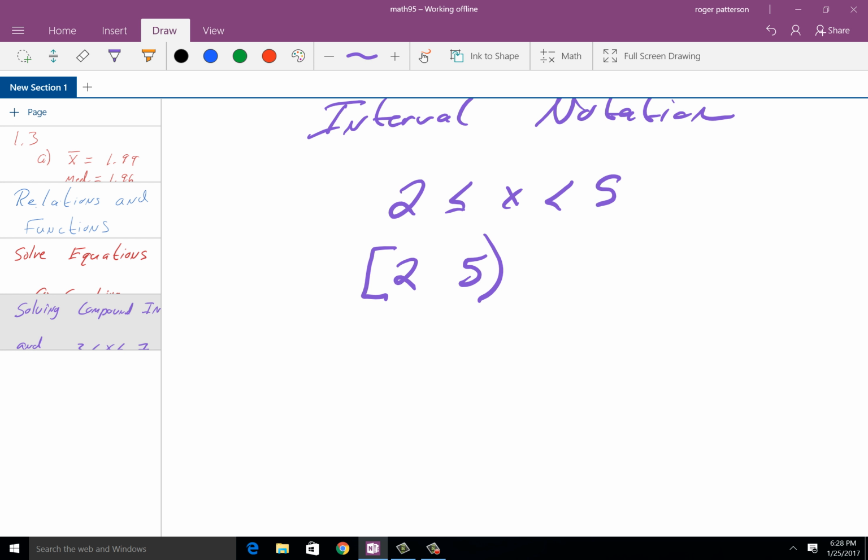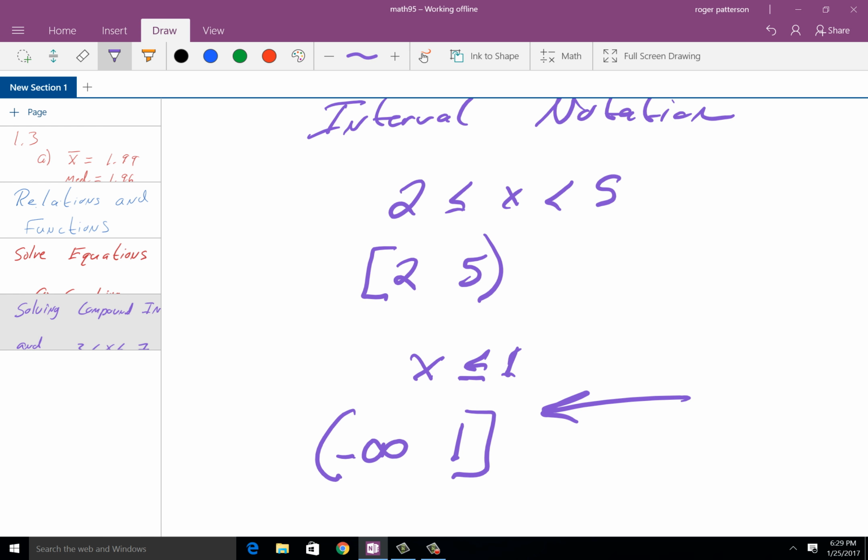Let's see. What about something like this? x is less than or equal to 1. So now we're talking about just a single thing here. Less than or equal to 1 means it's going to go that way. So we'd go negative infinity with a parenthesis to 1 with a bracket. Because it's going smaller, it's going less, we go all the way to negative infinity. So you write it like that.